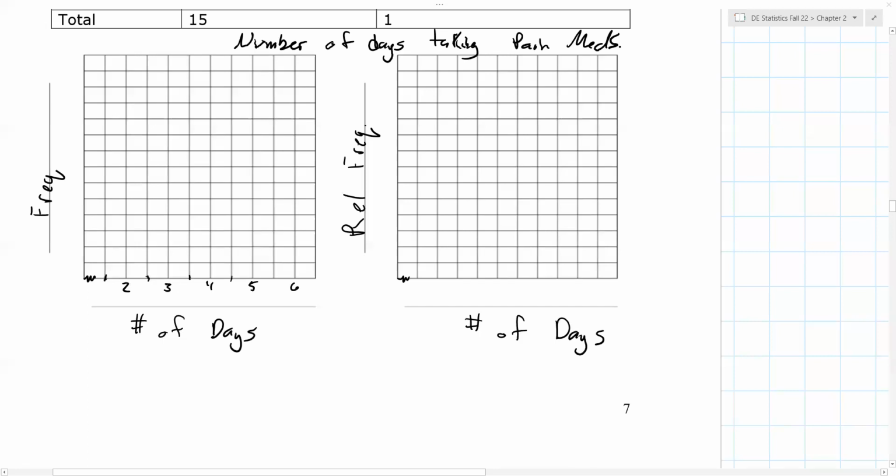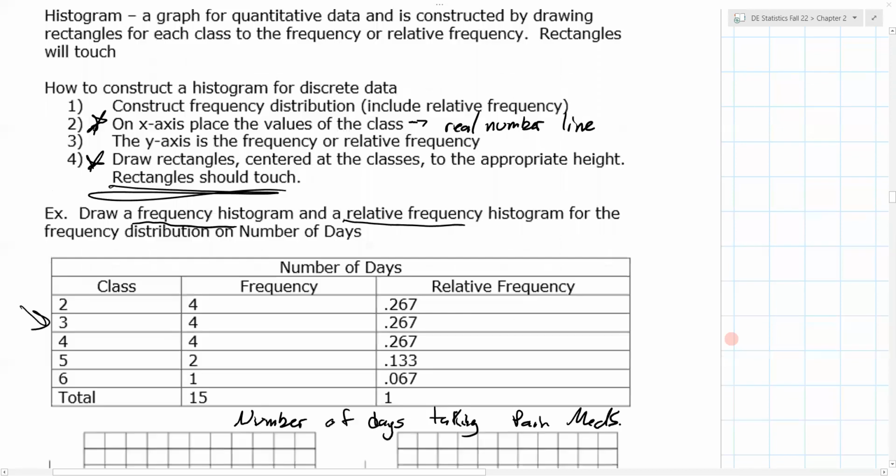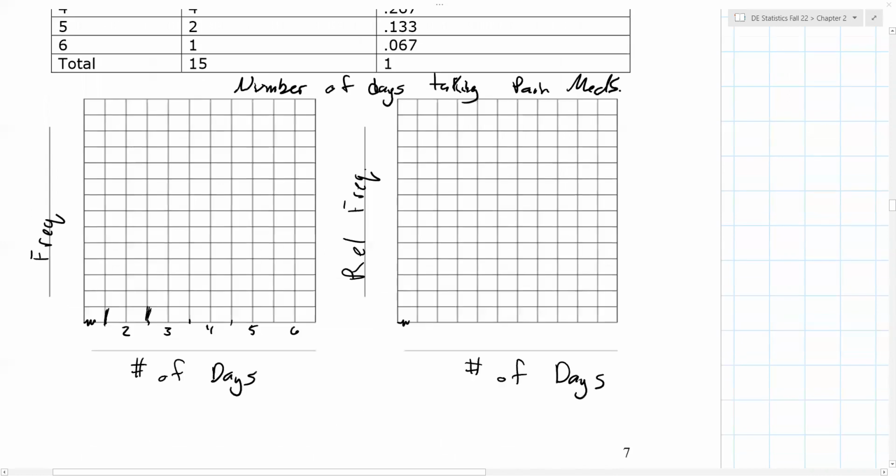And on these here, you see that the rectangle should be touched and should be centered at the classes. So my 2 is going to go from here to here. And then 3 starts where 2 ended and then goes to the next box. And notice that that class number, the number of days, is centered underneath each rectangle.